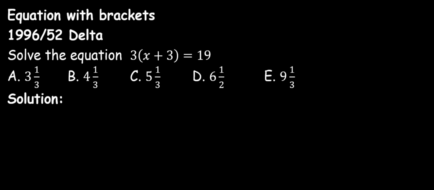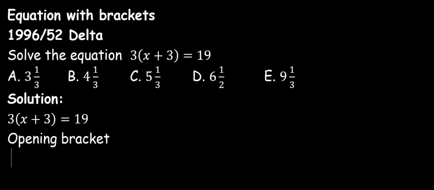We'll be treating some examples under this subheading, equations with brackets. Our first example, solve the equation 3 into bracket open x plus 3 equals 19. The options are given. First, we write out our problem, which is 3 into bracket open x plus 3, bracket close equals 19. We have that 3x plus 9 will be equal to 19. What we have just done is use 3 to multiply the content of the bracket.